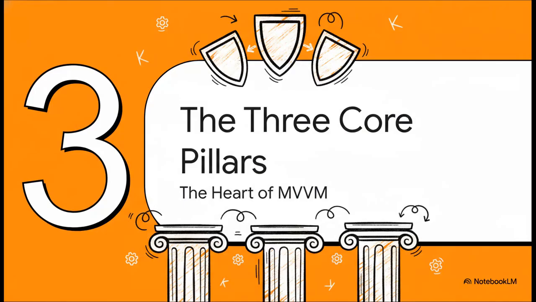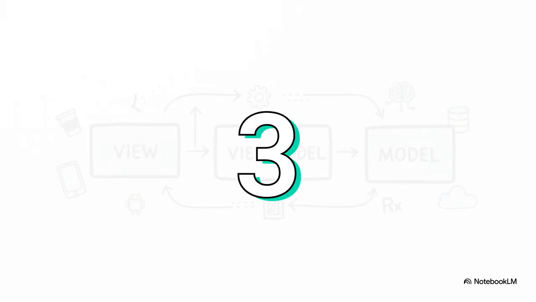To really get how it works, we need to break MVVM down into its three fundamental components. I like to call them its three core pillars. That's right, just three parts. And once you understand the specific job that each one of these parts has, the entire pattern just clicks into place. It's way, way simpler than it might seem at first.